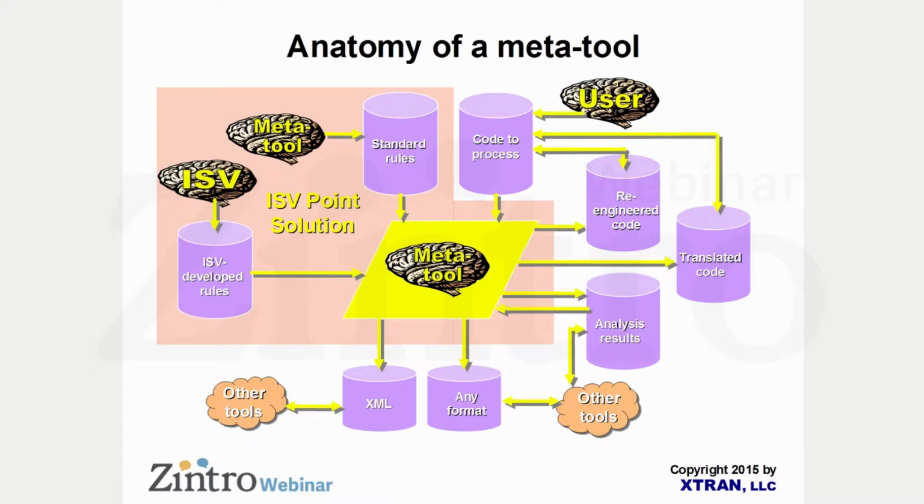What comes into the tool? Well, basically code. It might also be data or text, depending on what we're doing. What comes out of the tool? If we're working with code, if we're analyzing, analysis results come out.